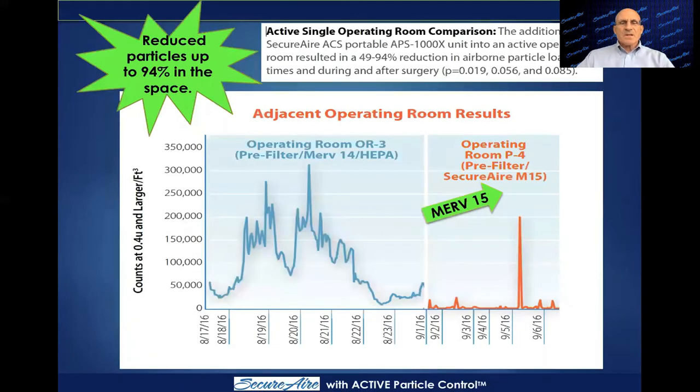So in our testing, which is published in our literature and on our website, we compared SecureAire's technology to a MERV 14 HEPA filter in an operating room, and compared it over a week's period of time. We measured at 0.4 microns in this test, close enough. And in operating rooms, you may know that there are lots of air changes. In fact, 18 air changes per hour in an operating room, along with, in operating room 3, the test one, we had MERV 14, and with our cartridge, we're rated at MERV 15.